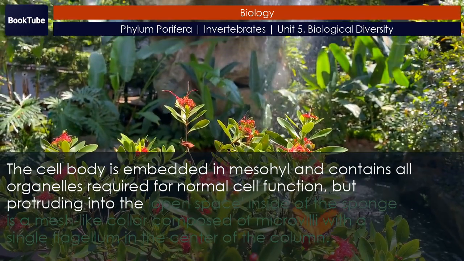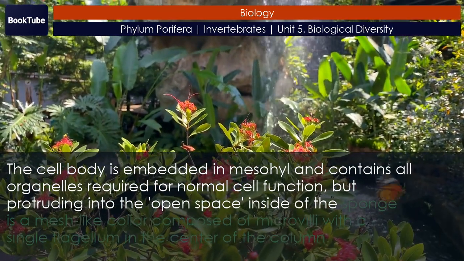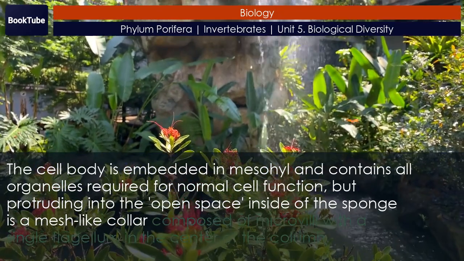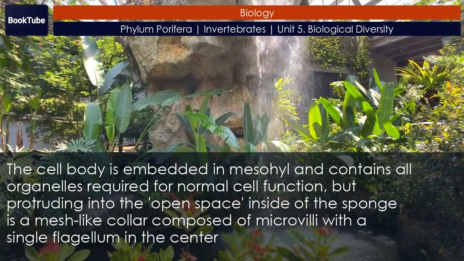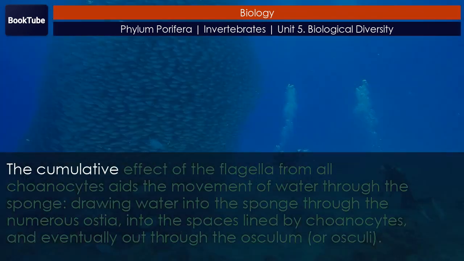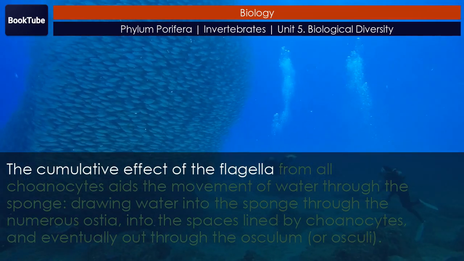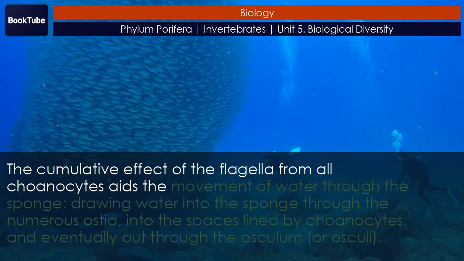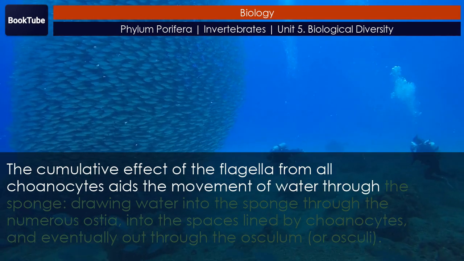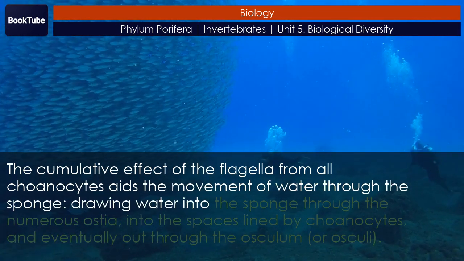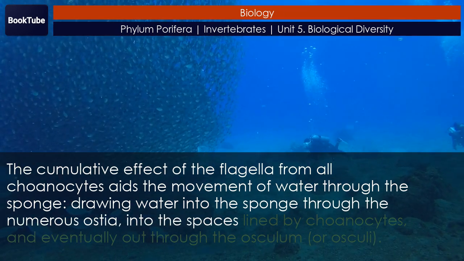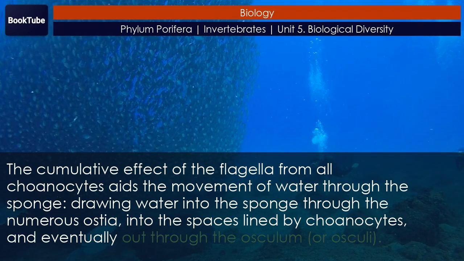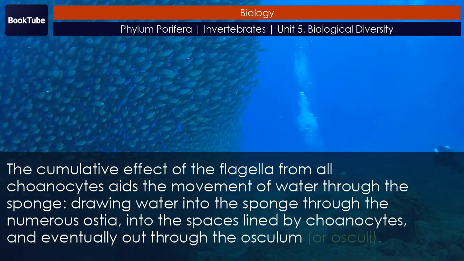But protruding into the open space inside of the sponge is a mesh-like collar composed of microvilli with a single flagellum in the center of the column. The cumulative effect of the flagella from all choanocytes aids the movement of water through the sponge, drawing water into the sponge through the numerous ostia, into the spaces lined by choanocytes, and eventually out through the osculum, or osculi.